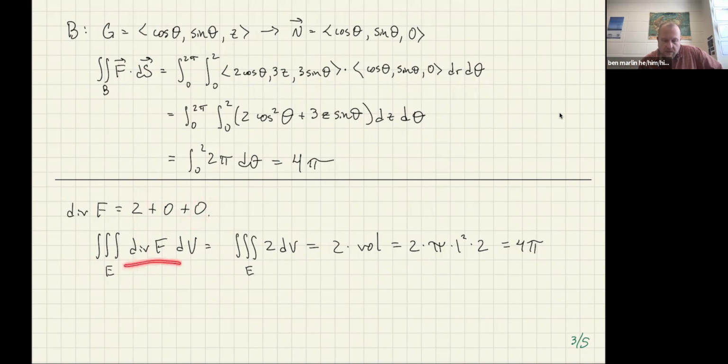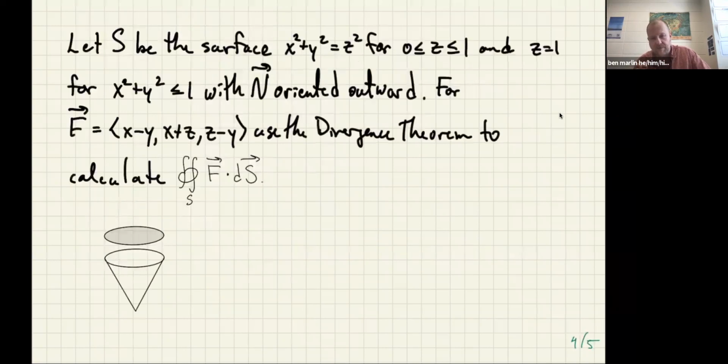So our integral of the divergence is going to be just the integral of 2, but it's just a constant. So you have a constant 2 times the volume of the region. The region is a cylinder, so you calculate its volume with pi r squared h, and you get 4 pi. Those two answers agreed with each other, which did not happen the first time I worked through this. So it's very easy to just make copying errors, okay?